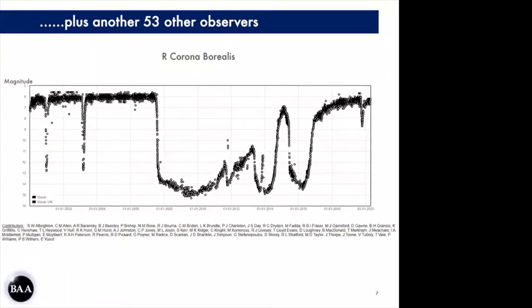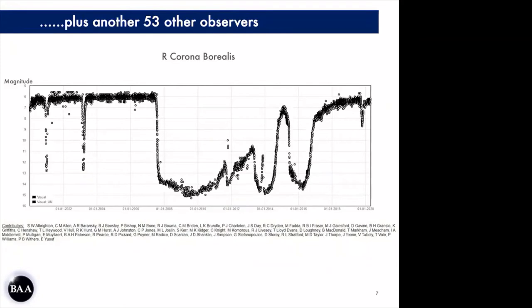Let's add another 53 observers, and the names are shown at the bottom. And we end up with this really extraordinarily complex, I would actually describe it as beautiful, light curve of the first star that I'm going to talk about this evening, the star R Corona Borealis in the Northern Crown. One reason why R Corona Borealis is so interesting is that it undergoes these unpredictable fades. If you look about a third of the way along the plot, you see a sudden drop in brightness as the star faded from sixth magnitude, so on the limit of naked eye visibility, all the way down to 15th magnitude over relatively few days.